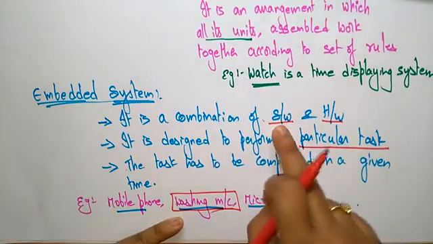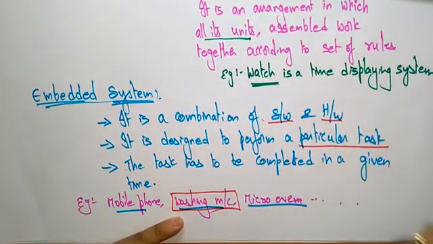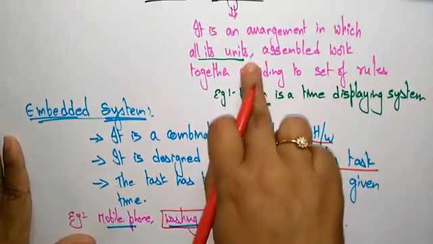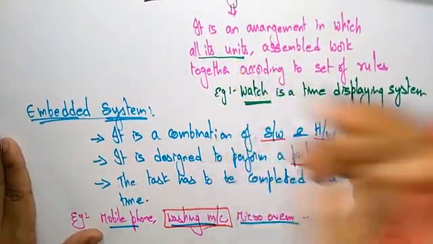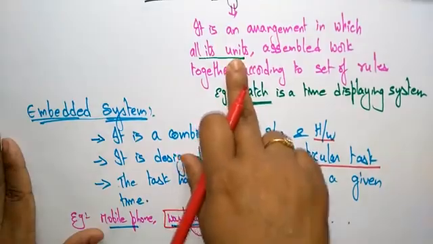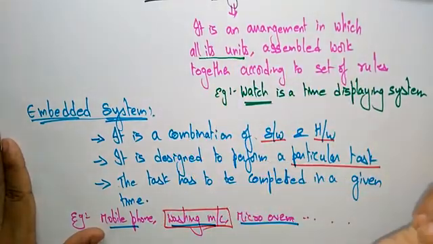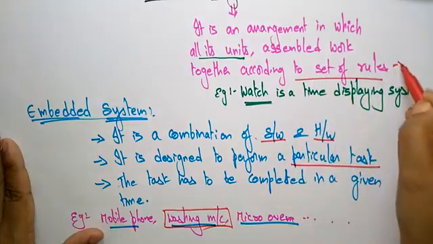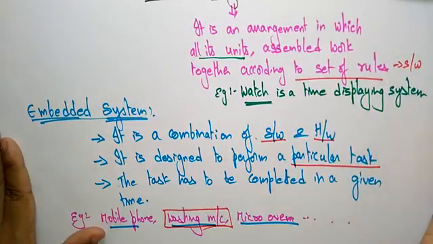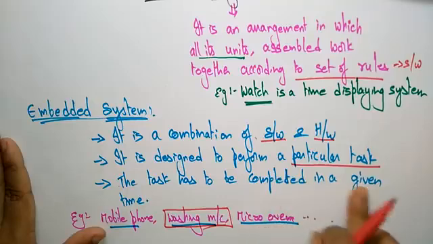Okay, so for washing clothes, what does it require? It requires the hardware and the software. The hardware means a set of components, a drain machine and some different components. All the units are assembled. So whatever the units that are present in the washing machine, all units have to be assembled and work together according to a set of rules. According to a set of rules means it's software. So that has to be completed in a given time.